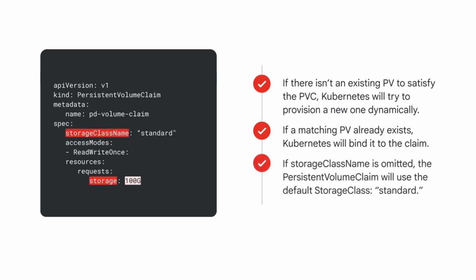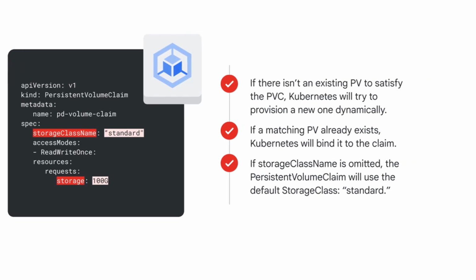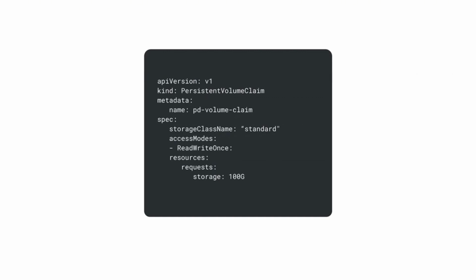If storage class name is omitted, the persistent volume claim will use the default storage class, which in GKE is named standard. Dynamic provisioning will only work in this case if it is enabled on the cluster. GKE manages all of this. The application owner does not have to provision the underlying storage and does not need to embed the details of the underlying storage into the pod manifest. Deleting the persistent volume claim will also delete the provisioned persistent volume. So if you want to retain the persistent volume, set its persistent volume reclaim policy to retain in the YAML file. Persistent volume claims should be deleted when their underlying persistent volume is no longer required.